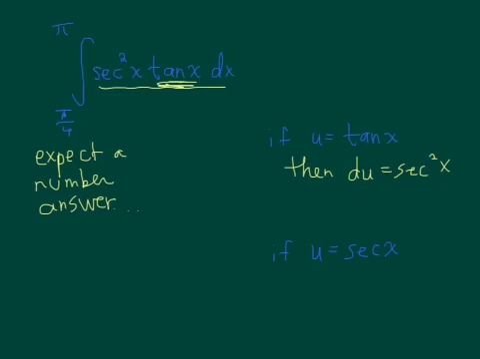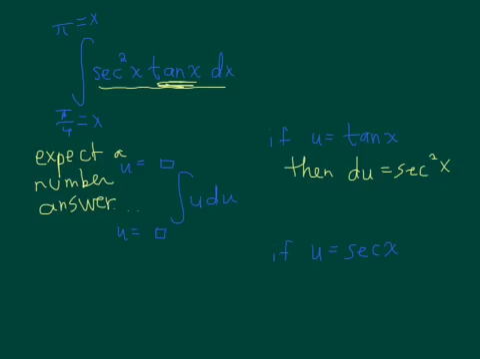So I'm going to do my rewrite. This will be u du. And these boundaries should be changed because the boundaries currently are for x. And when we rewrite with u, we should rewrite with boundaries of u as well.